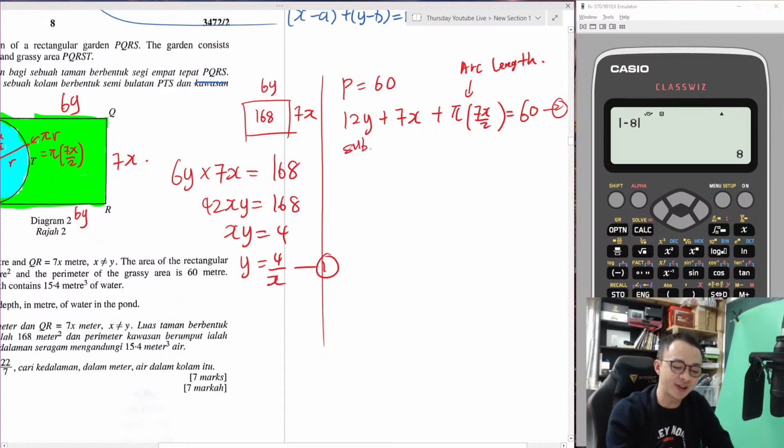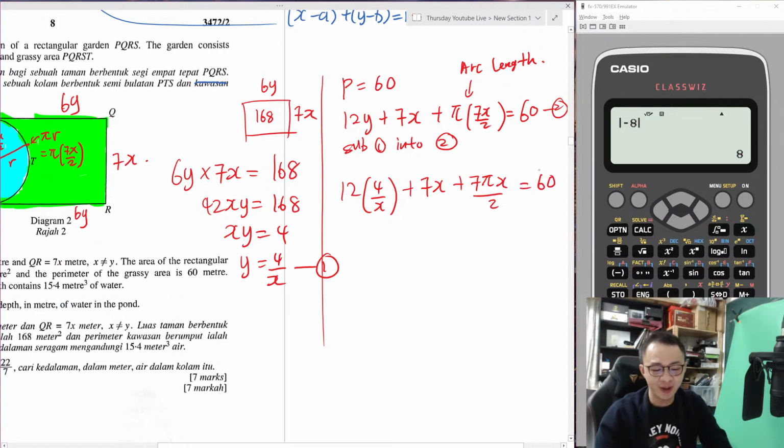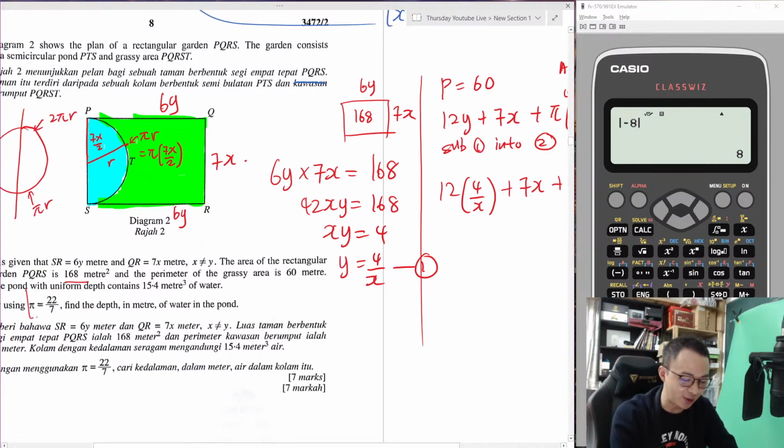Then you just need to substitute the first equation into the second equation. So my y will become 4 over x, so 12 times 4 over x, plus 7x plus 7 pi x over 2 equals 60. Okay, we have a pi which is 22 over 7. I believe the question does say that. Yes, pi is 22 over 7.